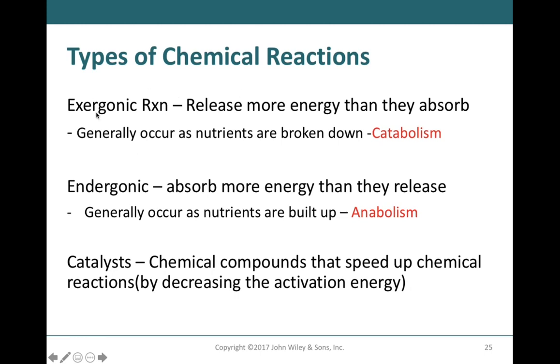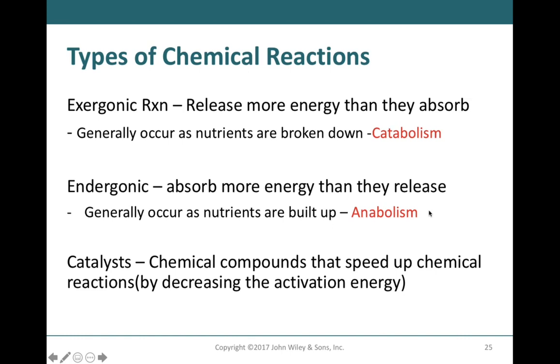So exergonic reactions tend to release more energy than they absorb into their bonds. So we often will refer to these as catabolic reactions. Our catabolic reactions are most often going to be exergonic reactions because they're releasing more energy. And that energy can be captured and converted into other things. But as nutrients are broken down and bonds are broken between two different atoms, that's going to be releasing energy, and we call that catabolism.